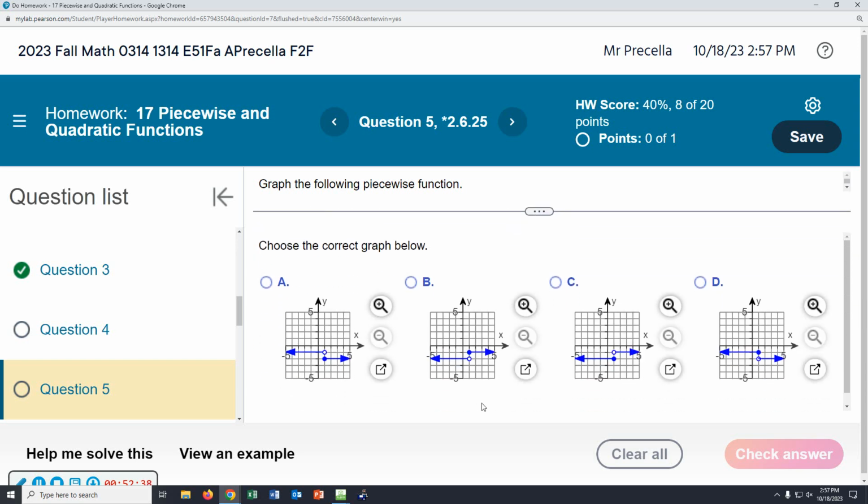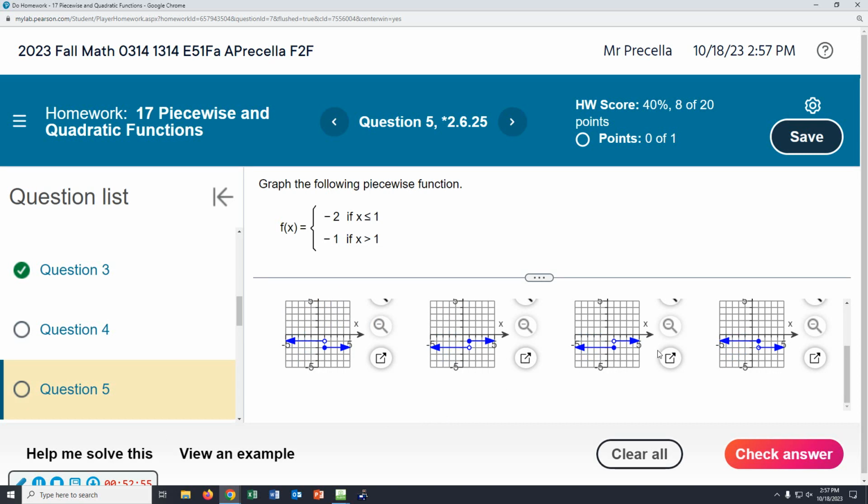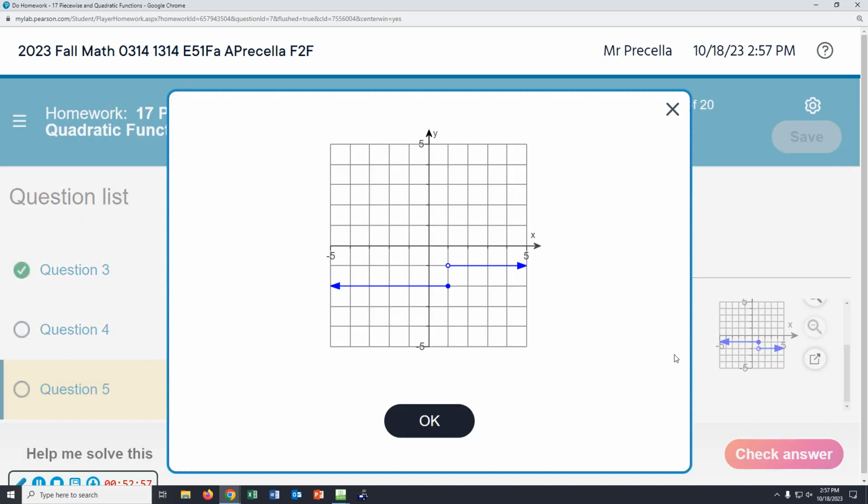A, B, C, or D? Oh gosh, they all look alike on this one. Is it B? Look at B. No, it's the open and closed dots you have to be careful of. I think it's C. Look at C. Is that it? Yeah.